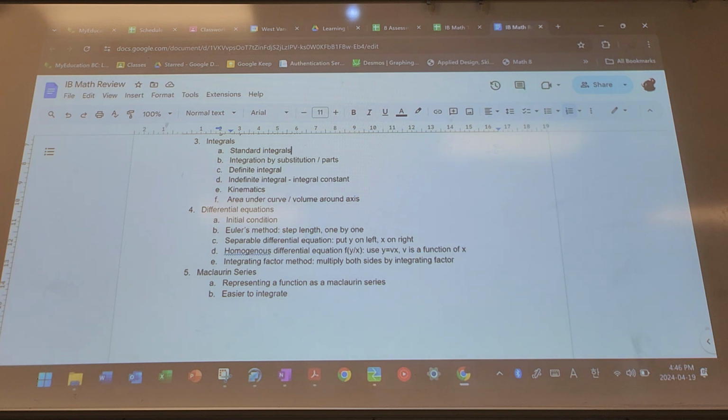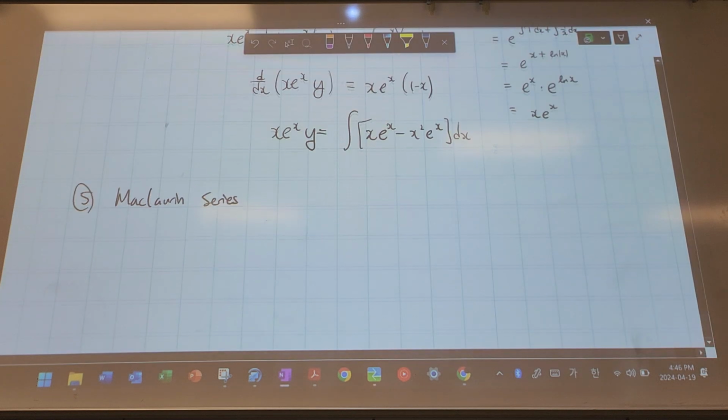Maclaurin series. All right, Maclaurin series. See, I only put like two parts here. Okay? So basically, what we do with Maclaurin series is we just follow the formula.